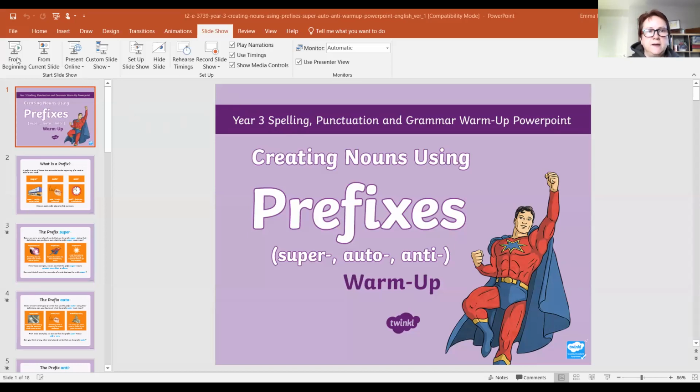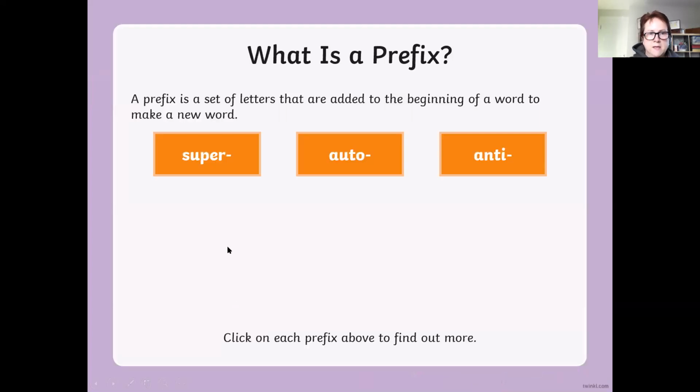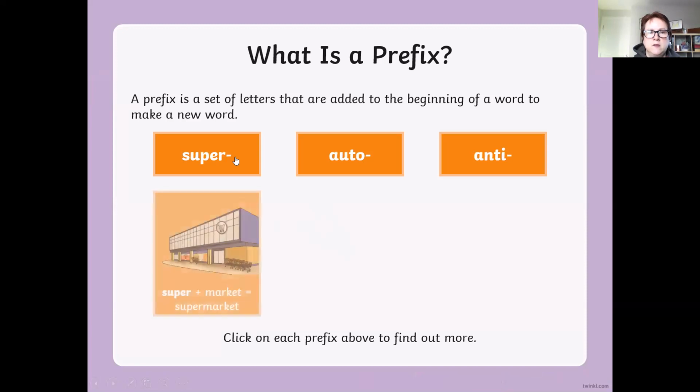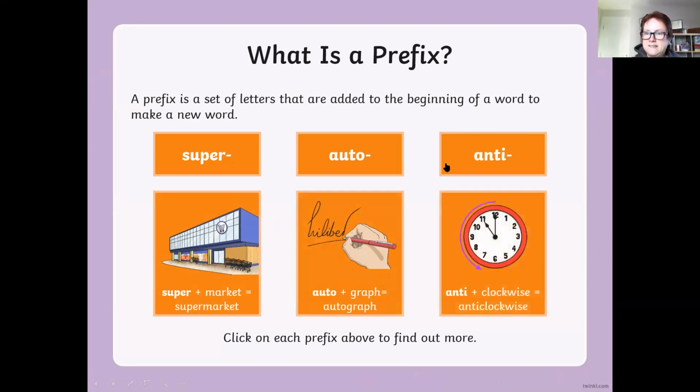So from the beginning. We're going to be looking at super, auto, anti. A prefix, again, reminding you, is a set of letters that can be added to the beginning of a root word to make new words. So we've got super, such as supermarket. Auto, such as autograph. And anti, as in anti-clockwise.